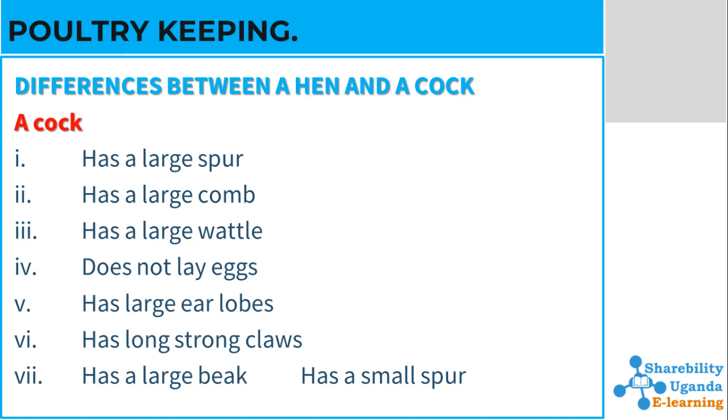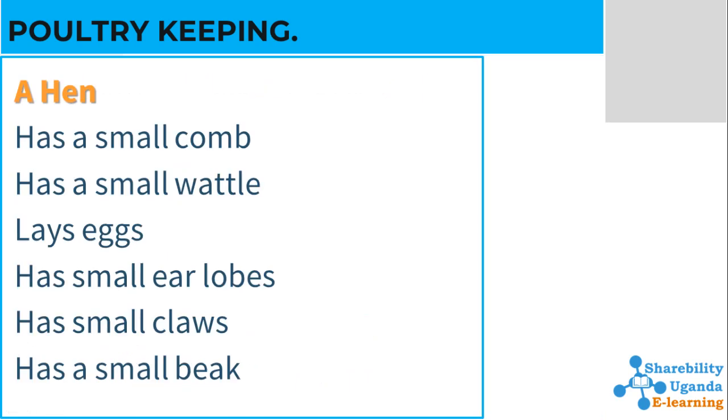A cock does not lay eggs because it's male. It has large earlobes, long strong claws, and a large beak. This one has a small spur. I think this must have been a mistake. It has to be on the side of a hen, which we are going to look at next.